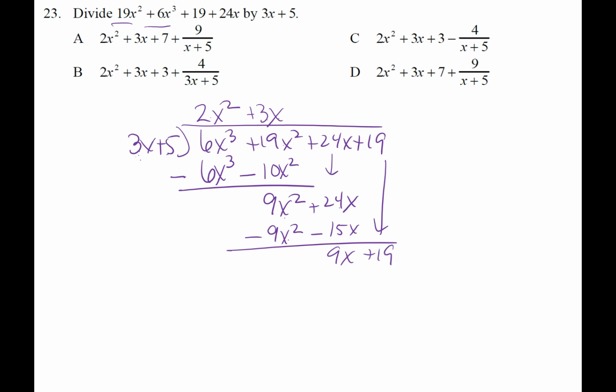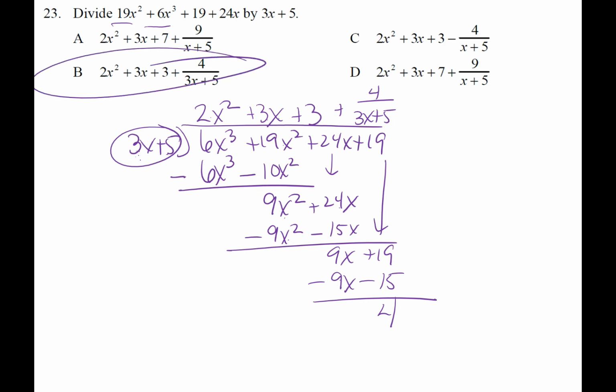How many times does 3x divide 9x? And we would say that's 3 times. So 3 times 3x is 9x. 3 times 5 is 15, and we're going to switch our signs. And we know that 19 minus 15 is 4. So then remember, you take whatever you have for your remainder and you write it over whatever you divided by. So we've got an answer choice B.